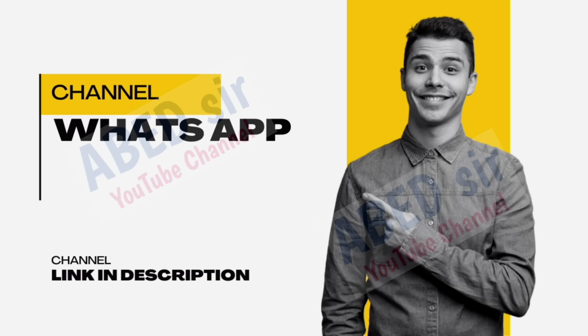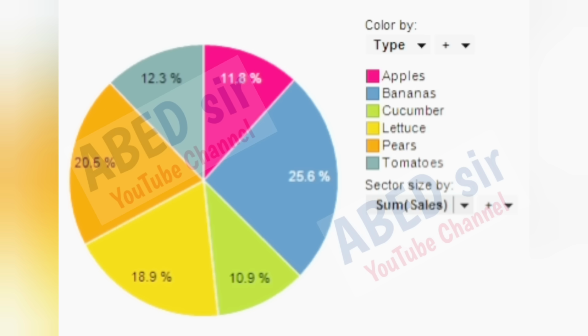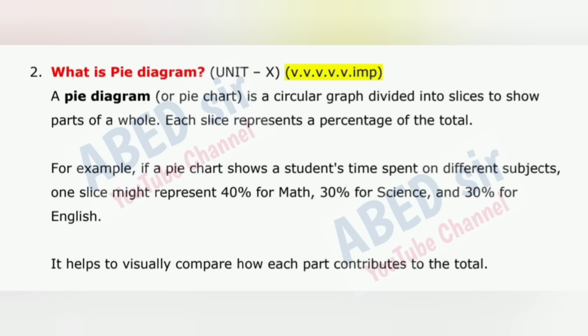Next important question is 2. What is pie diagram? A pie diagram or pie chart is a circular graph divided into slices to show parts of a whole. Each slice represents a percentage of the total. For example, if a pie chart shows a student's time spent on different subjects, one slice might represent 40% for math, 30% for science, and 30% for English. It helps to visually compare how each part contributes to the total.